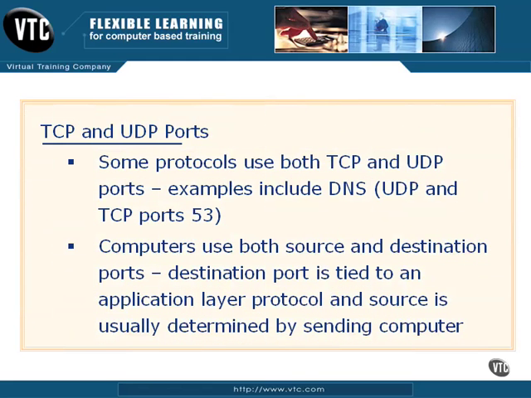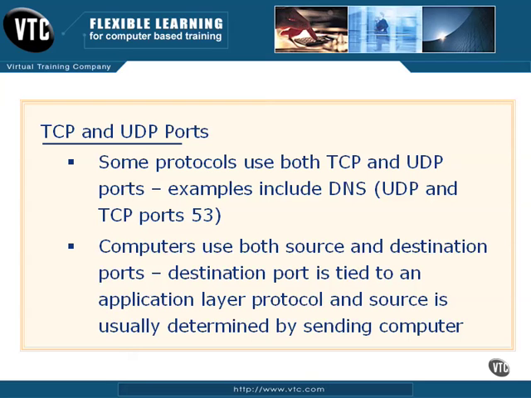Now, there are some protocols, as I mentioned before, that use both TCP and UDP. One example might be the DNS system. It uses both UDP and TCP port 53 for both of those protocols. Another example, DHCP, is UDP based, but it uses ports 67 and 68 on UDP.